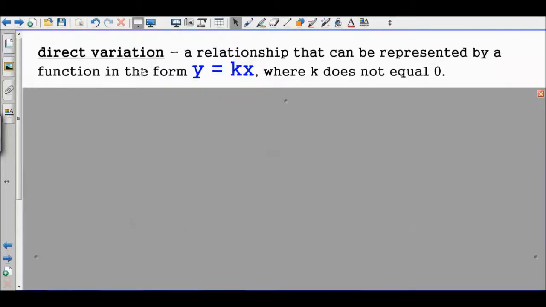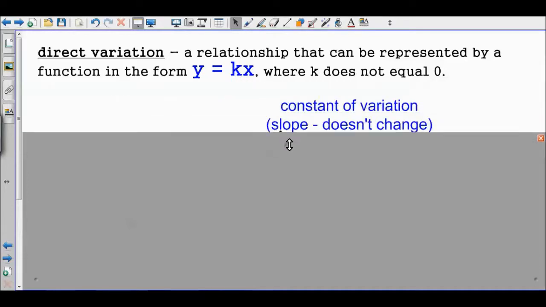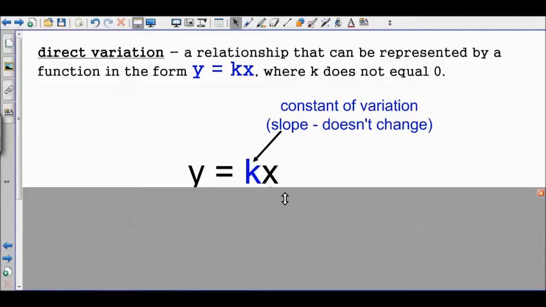If you define direct variation, it is a relationship, which we know all about from our functions chapter, that can be represented by a function in the form y equals kx, where k does not equal 0. That k is some sort of number. It's -1. It's 3/2. The k is the number, and the x and the y just stay there. K has a special name. It is called the constant of variation.